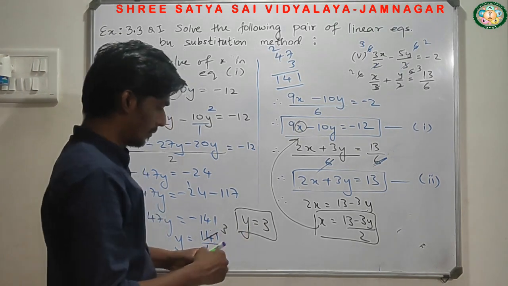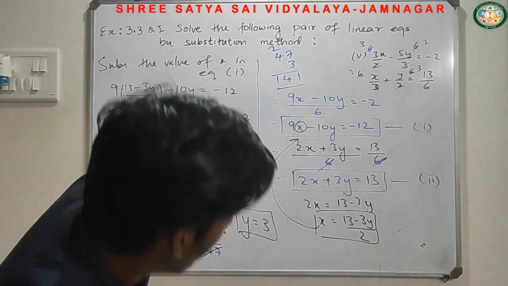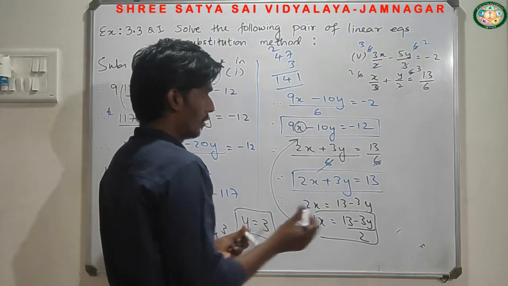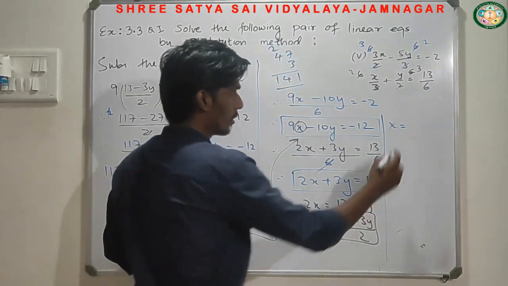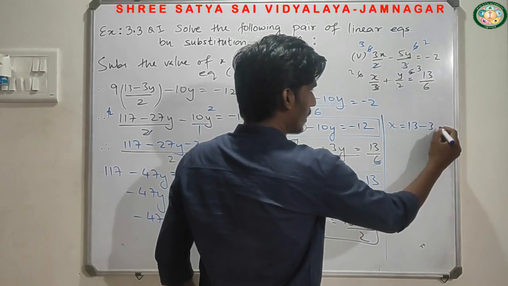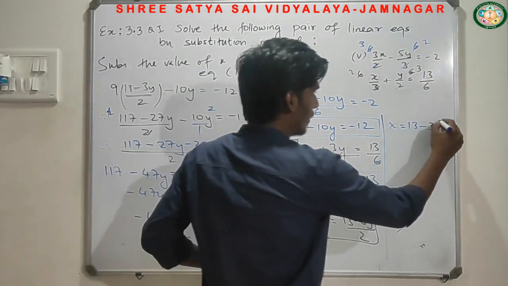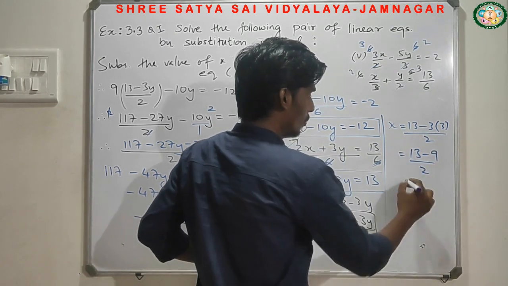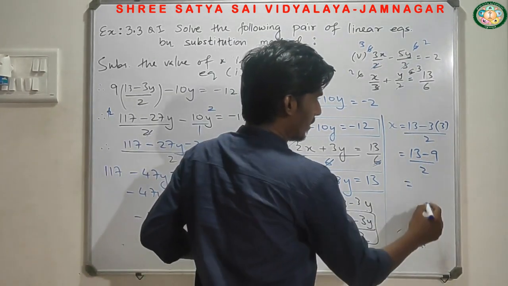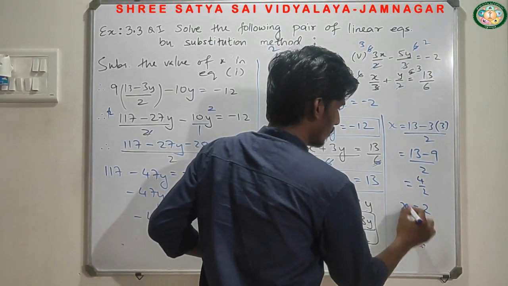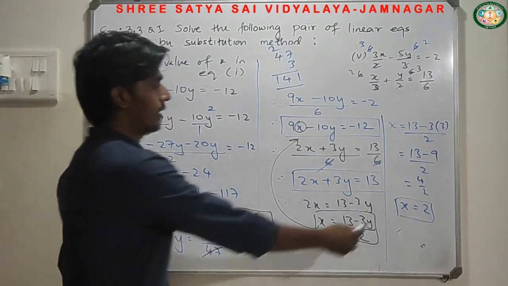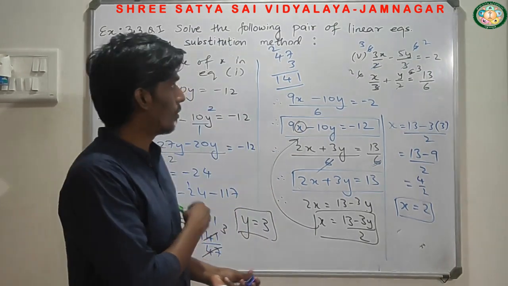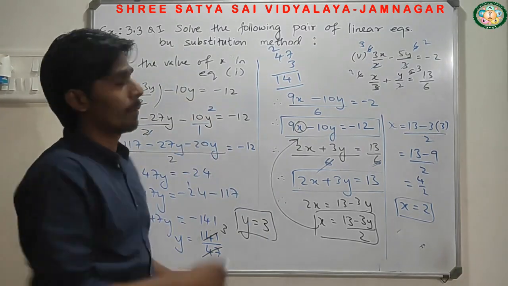Now again replace this value here. In this equation we get the value of x. I am writing directly here. x equals to 13 minus 3. What is the value of y here? Again it's 3 here upon 2. So 13 minus 9 upon 2. 13 minus 9, it's 4 upon 2. Got one more answer. So these are the solution. So this is the way we can solve all the substitution method sums. So we have done all the 6 sums of textbook exercise 3.3.